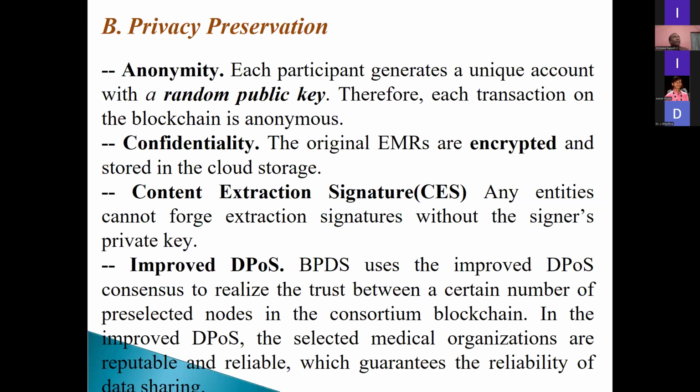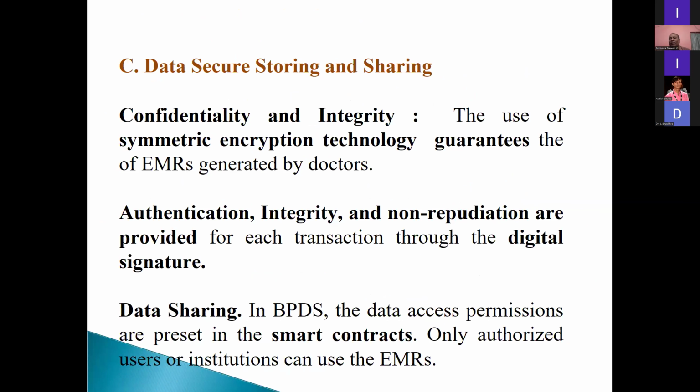So this blockchain will give anonymity, confidentiality, content extraction signature, and also improved privacy. So confidentiality and integrity will be given. I already told, confidentiality means the data will be given only to persons who have access and permissions, and authentication, integrity, and privacy are also there. And data sharing is also done through smart contracts. A patient will give his data only to his respective doctor; he won't give it to any other person.